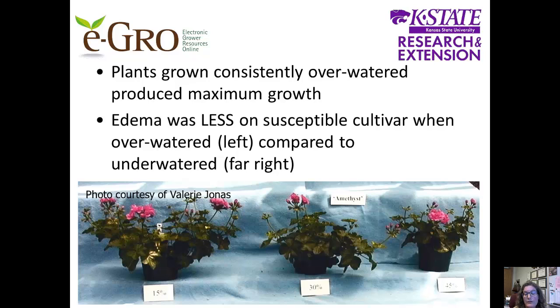Contrasted with the plants of the susceptible variety that we overwatered, we just watered them too frequently. They got very large. Those are the plants on the left in the slide. But we had the least issue with edema on those plants.